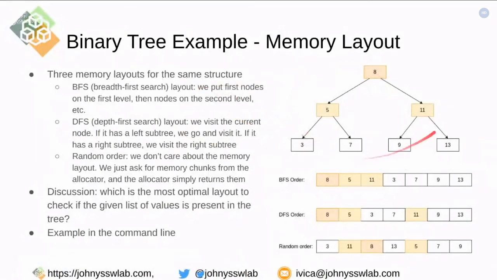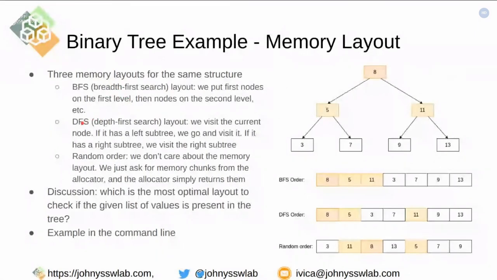I wrote an implementation of a binary tree, and I created three memory layouts for this. First we call it the breadth first search layout. We put first the nodes on the first level, then the second level, then the third level. So we have 8, then 5, 11, and the third level is 3, 7, 9, 13. That's the breadth first implementation.